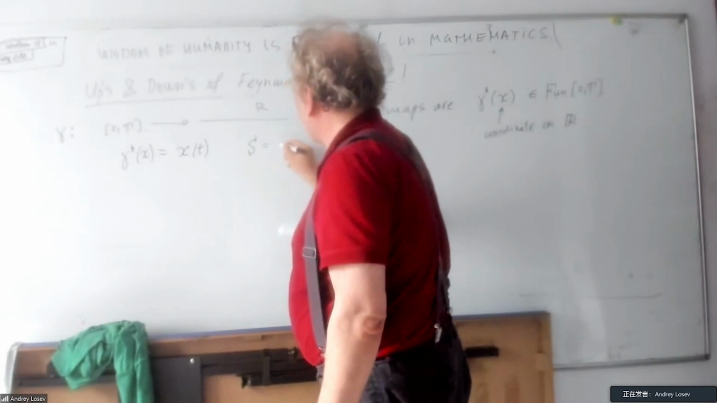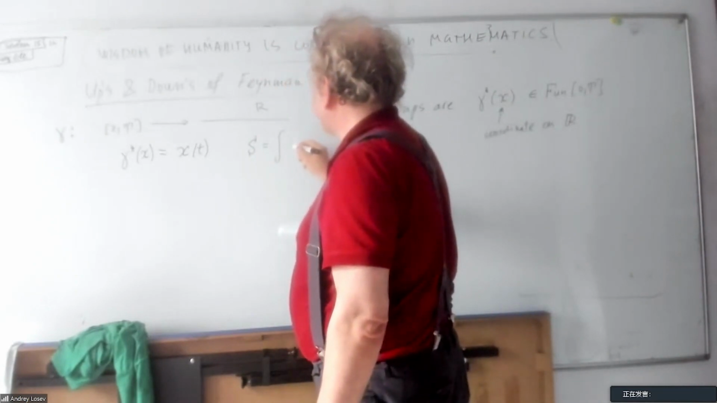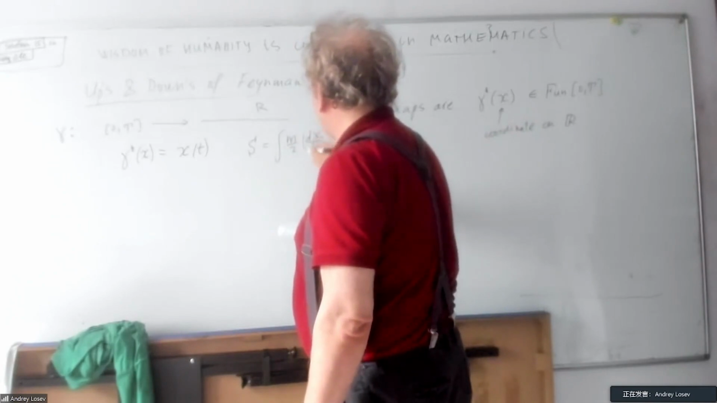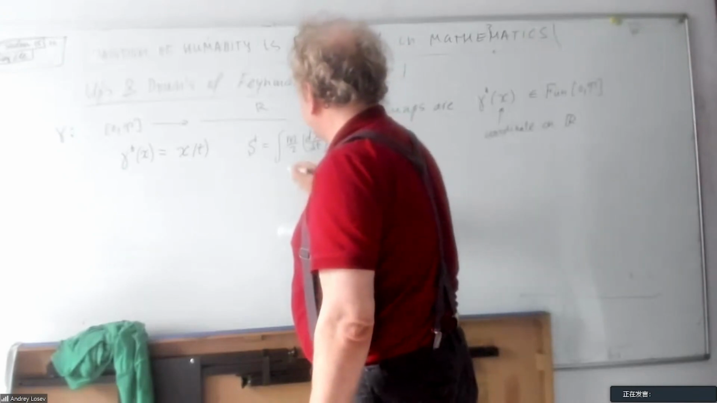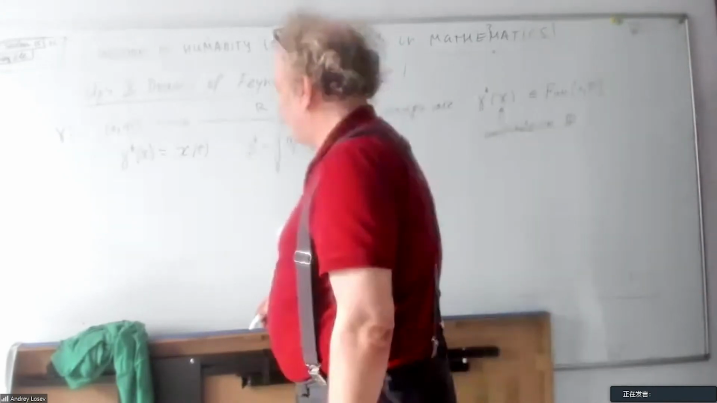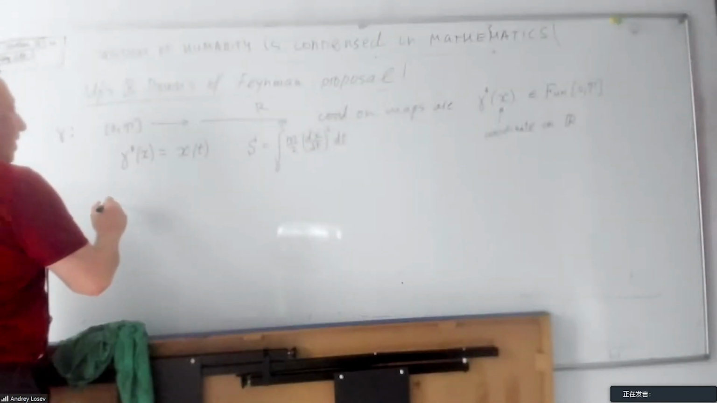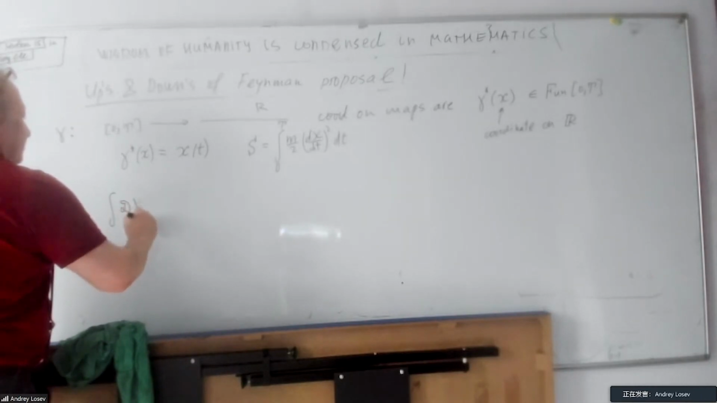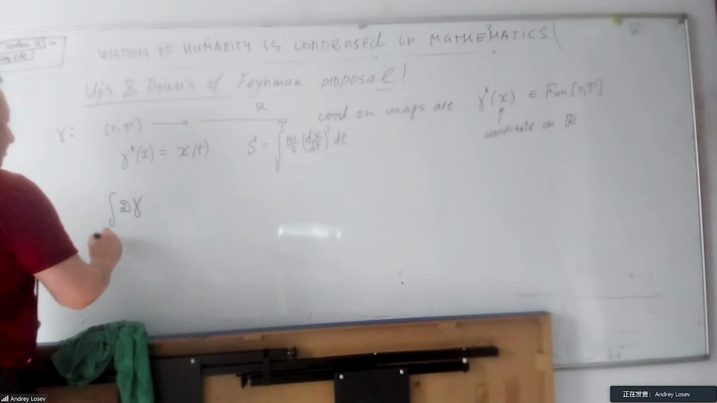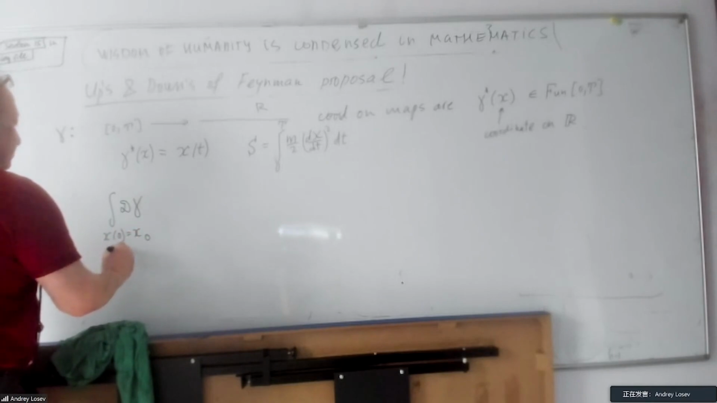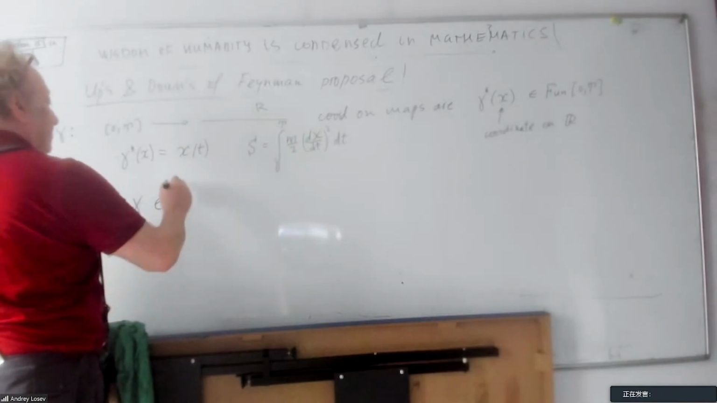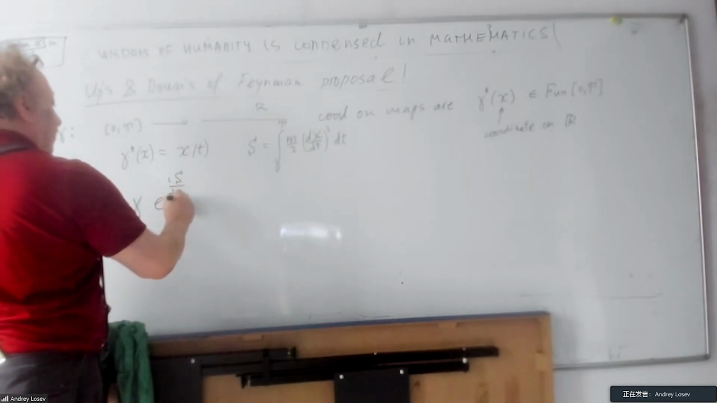I would study action given by m over 2 dx over dt squared dt from 0 to T. And I would like to consider integral over gammas with the condition that x of 0 is x0, x of T is xT, and here I have e to the i S over h bar.